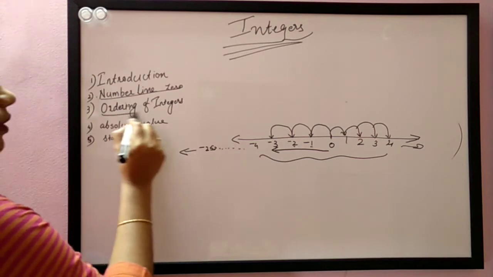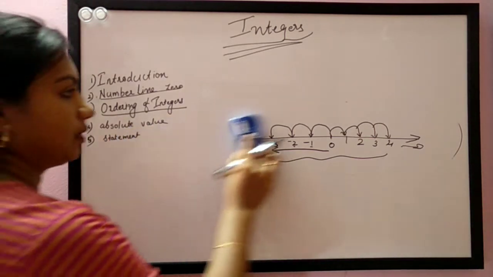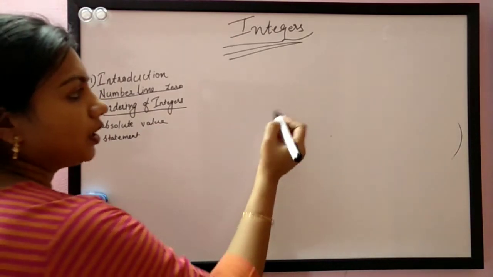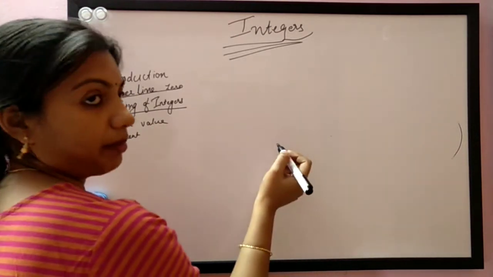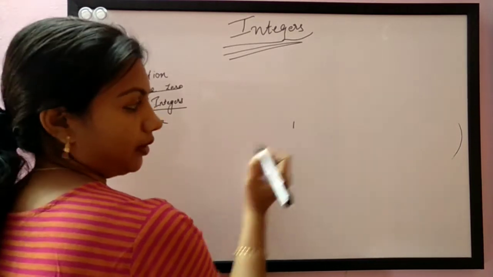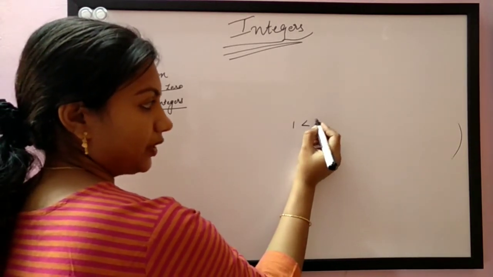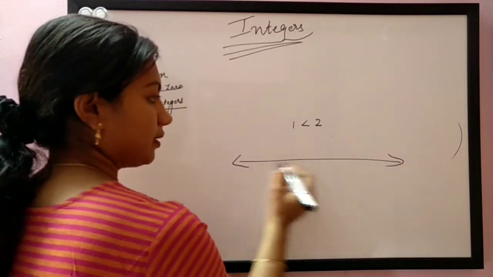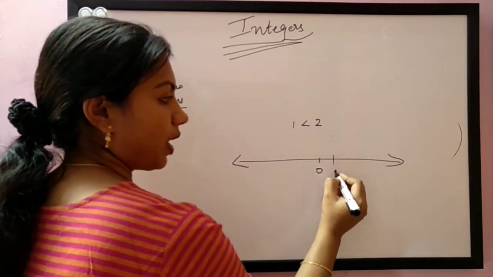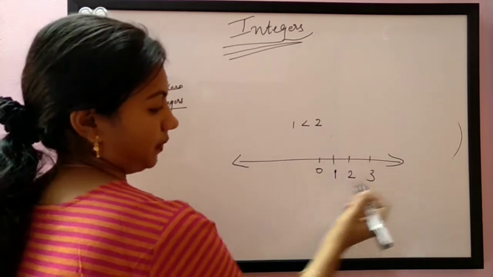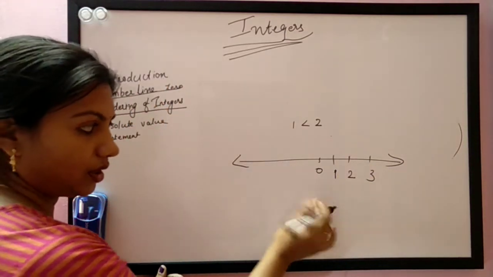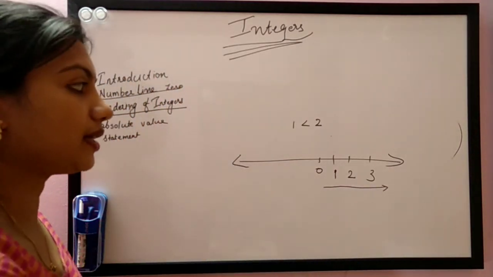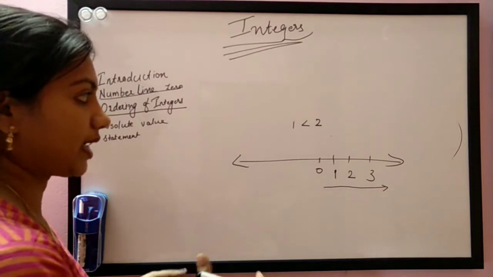Now let's learn about ordering of integers. How do we order the integers? We have learned the integers on the number line now. 1 is less than 2. How do we say 1 is less than 2? You again take the number line. This is 1, this is 2, this is 3. In the number line, as you go towards the right, the value is increasing. It's the same concept for integers as well.